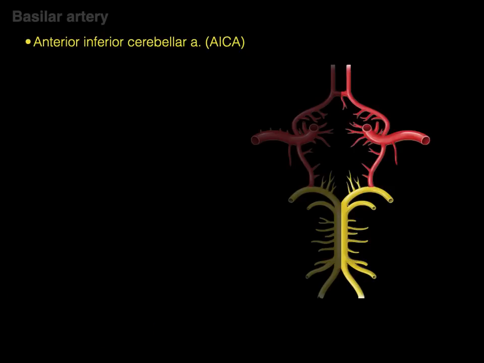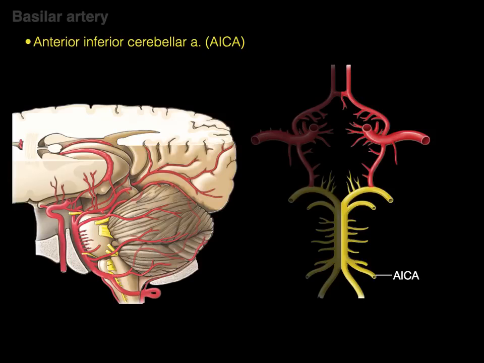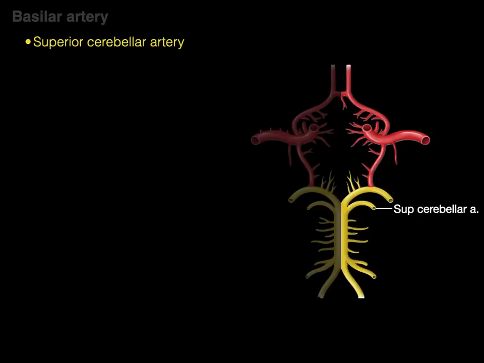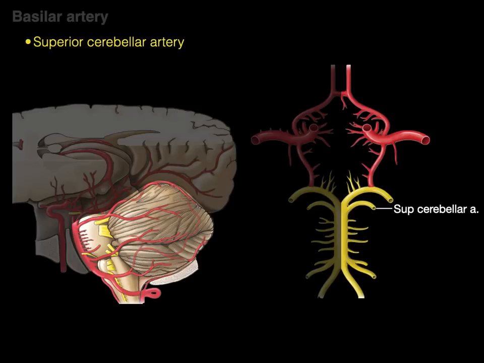Branches that come off include the anterior inferior cerebellar artery there, or the AICA. And there we have the cerebellum, and there's the anterior inferior cerebellar artery that supplies the front and bottom of the cerebellum. We also have the superior cerebellar artery that's more rostrally located, and there is our cerebellum, and there's our superior cerebellar artery that supplies the top of the cerebellum.